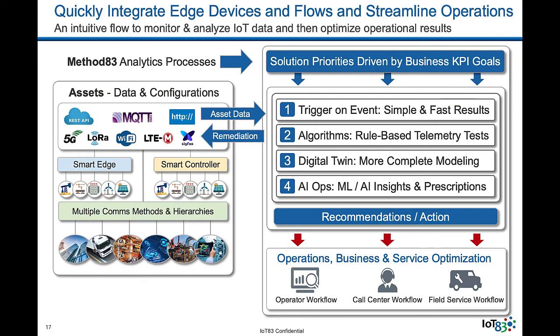So, you can quickly integrate edge devices and flows to streamline your operations. It's intuitive to monitor and analyze IoT data and then optimize this all for operational results. You can aggregate asset data, trigger on events, create new algorithms or rule-based telemetry tests, create digital twins, or even create AI ops with machine learning and AI insights and prescriptions. All of this feeding to recommended actions for your operations, call centers, field service, or whatever it is that you are focused on to optimize using your IoT solution.